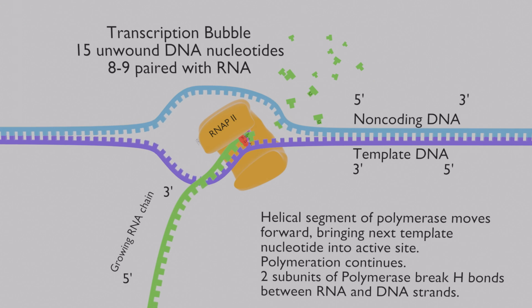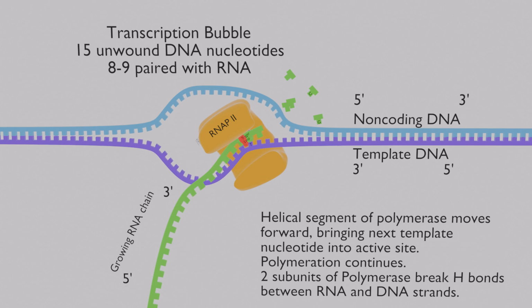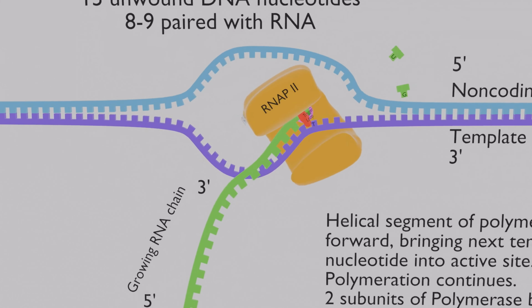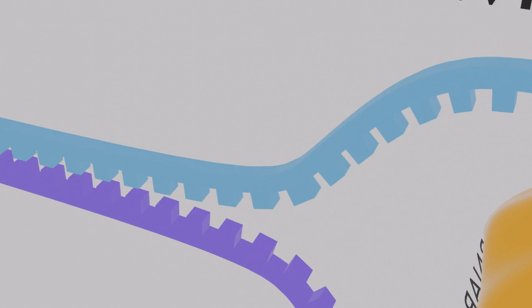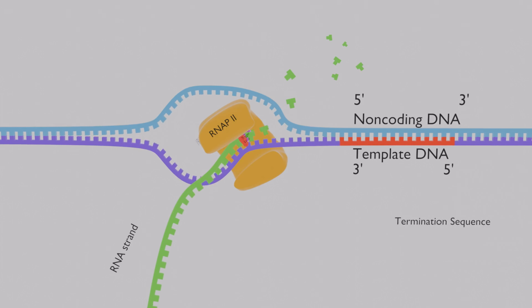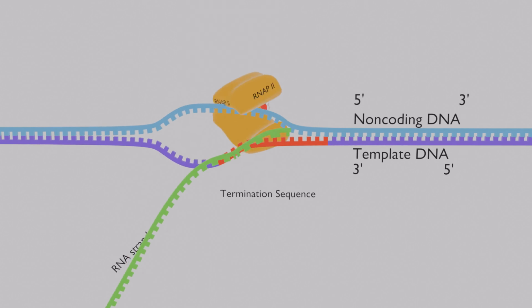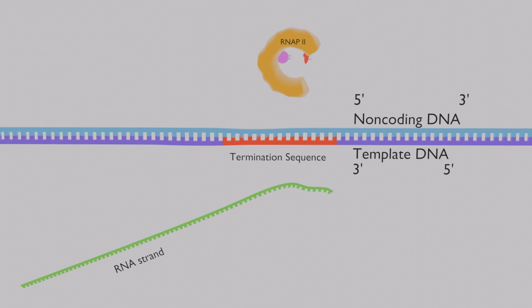As each bond is formed, polymerase moves forward, bringing the next template nucleotide into the active site. The RNA-DNA hybrids are then separated and the 2 DNA strands rejoined. Elongation continues until the polymerase reaches a termination sequence. The newly synthesized RNA strand, RNA polymerase II, and DNA strands all separate.